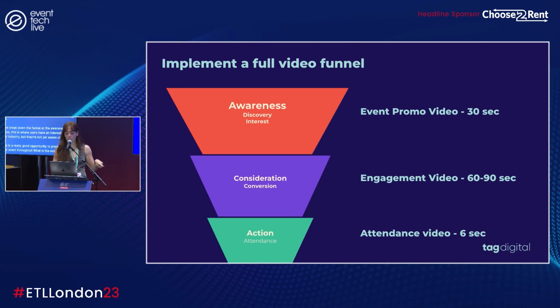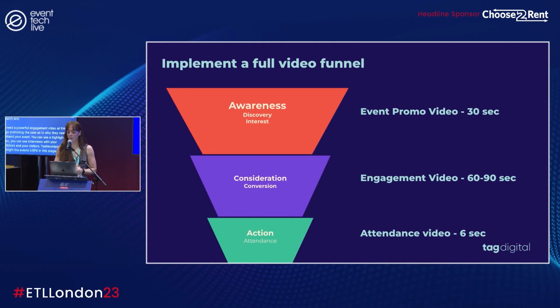Moving to the consideration phase, this is where people are beginning to look for and research an event. We need a powerful engagement video at this stage, promoting to the user why they need to attend your event. You can use a highlight video, interviews with your exhibitors and your visitors, testimonials, really highlight the event's USPs in this stage.